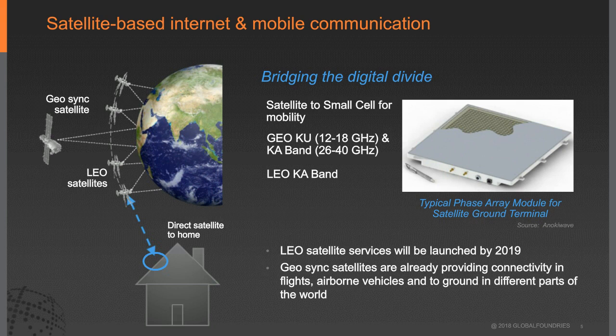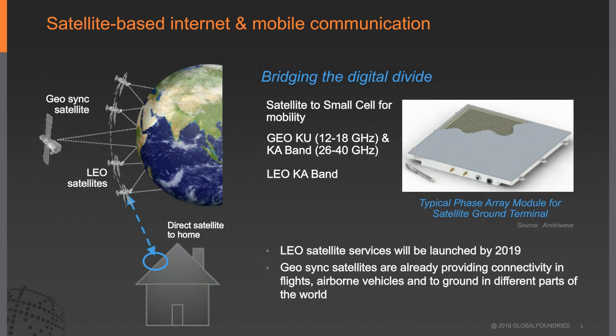LEO or low Earth orbit satellite service will be launched in 2019 with companies like OneWeb and SpaceX planning to launch services. For LEO satellites, the distance from the Earth is less than 2,000 kilometers, whereas for the geosynchronous satellites, it is 35,800 kilometers. Hence, LEO satellite communication has very short lifetime. As you see on the slide, you have direct satellite to home broadband connectivity using phased array satellite ground terminal.